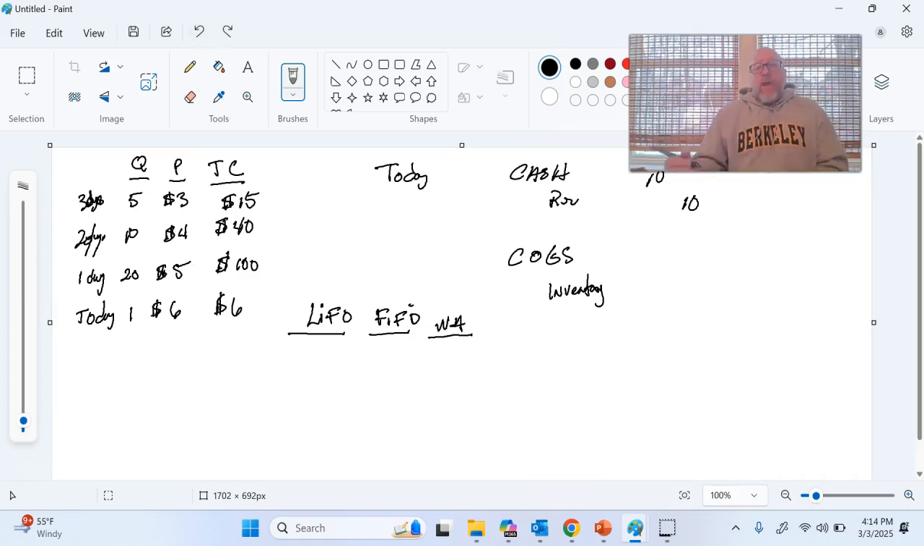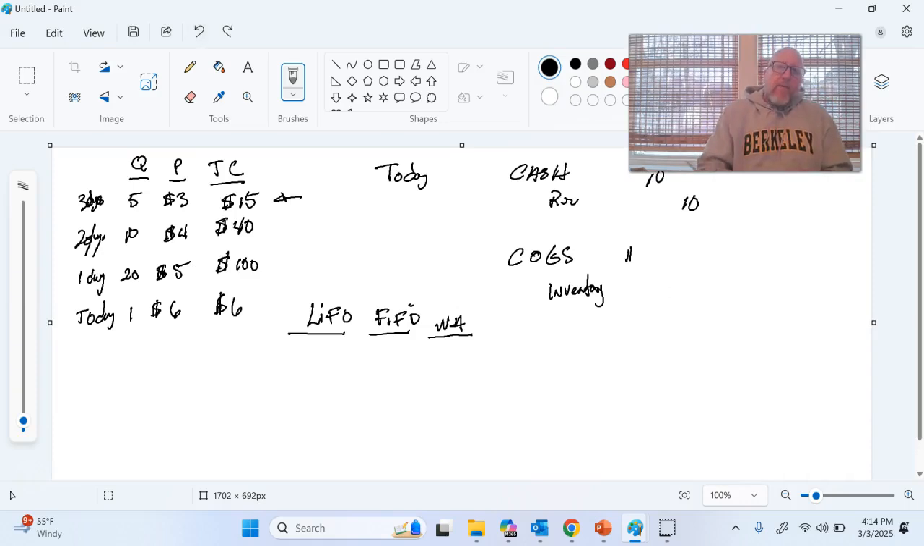Then if I was using FIFO, first in, first out, I'm going to pull from this bucket, right? So the avocado that I just sold, again, I don't know which one it was, but I'm just going to assign a cost of $3 because that was the first cost to come in, and therefore it will be the first cost that I assign on the way out.